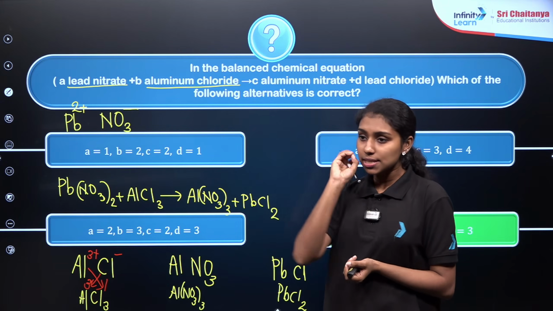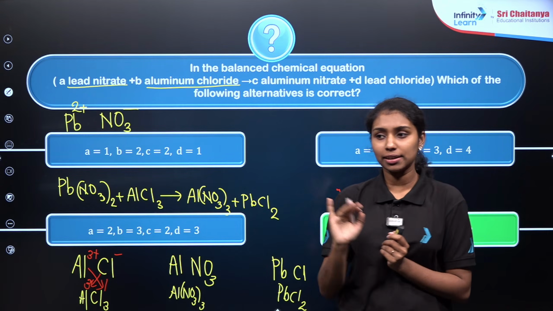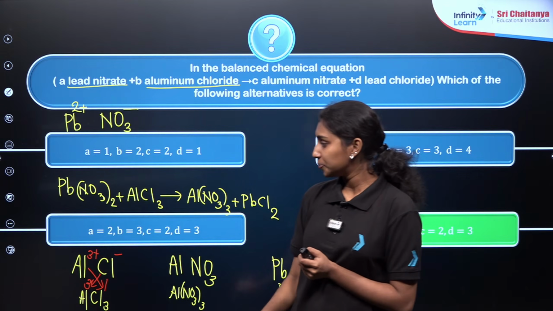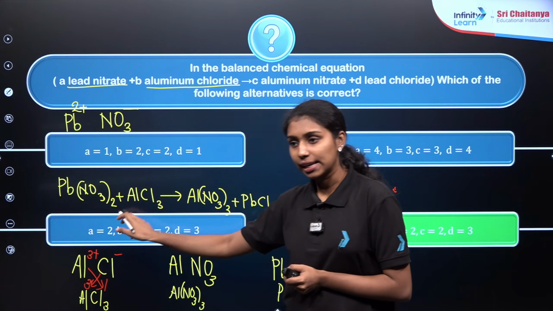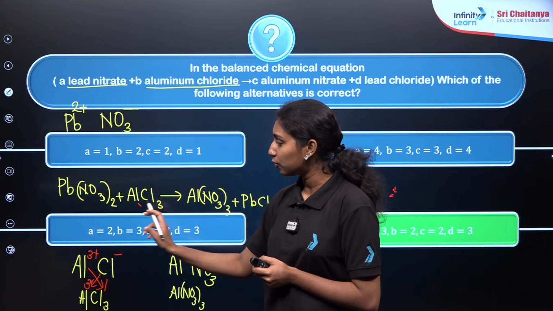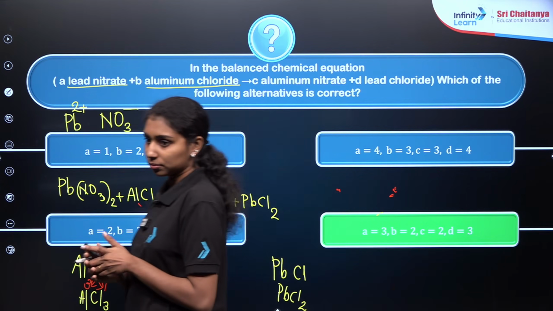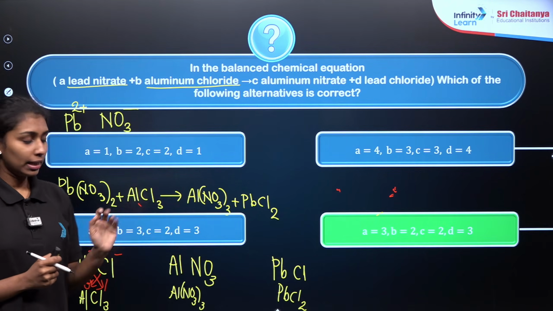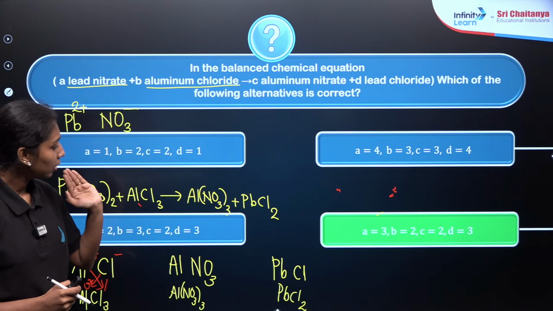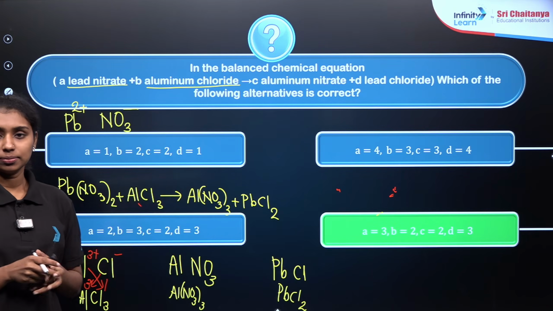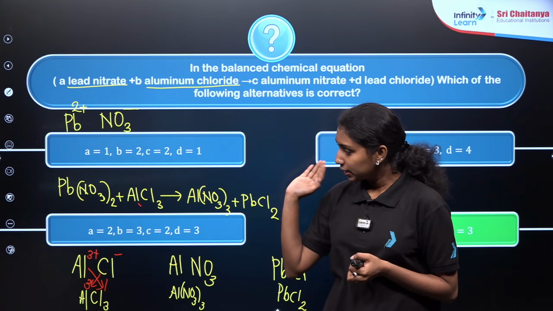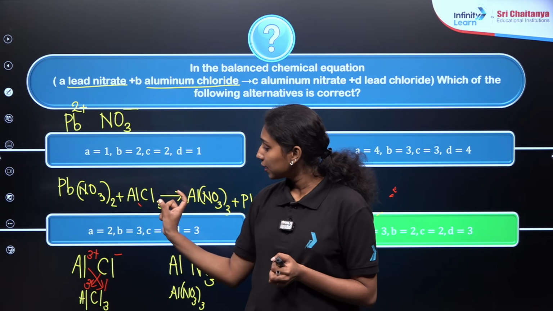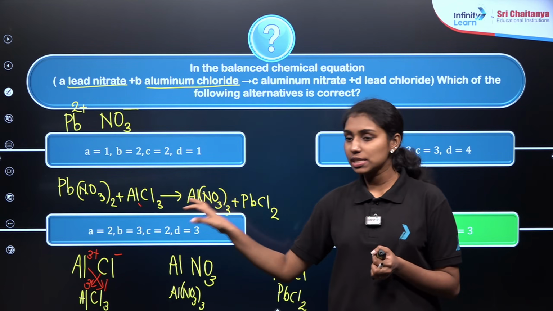We can't go for the complete hit and trial method. Just consider the maximum number of a compound given here. Just compare here. This is our reactant side, right? I hope you are getting the point. If not, just let me know. If you consider the maximum number of components in the reactant side or product side, not in terms of atoms, we can consider the lead as a part, nitrate as a part, aluminum as a part, and chlorine as a part. So which one is the maximum here?